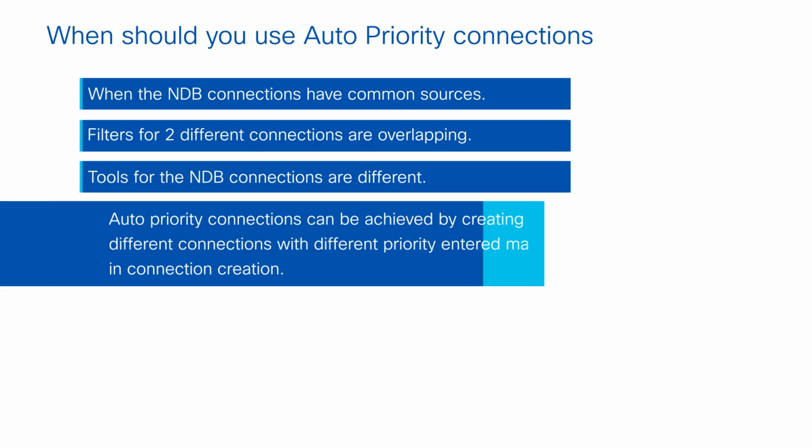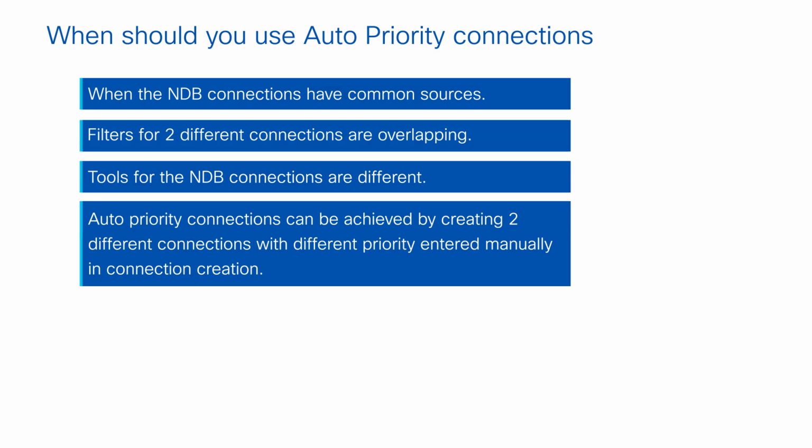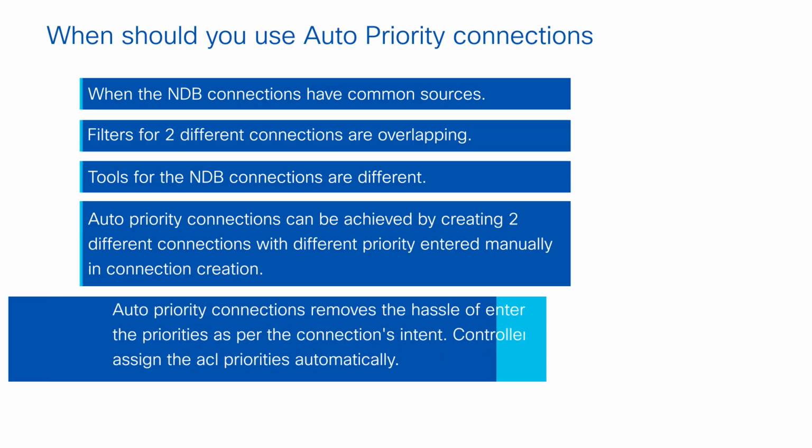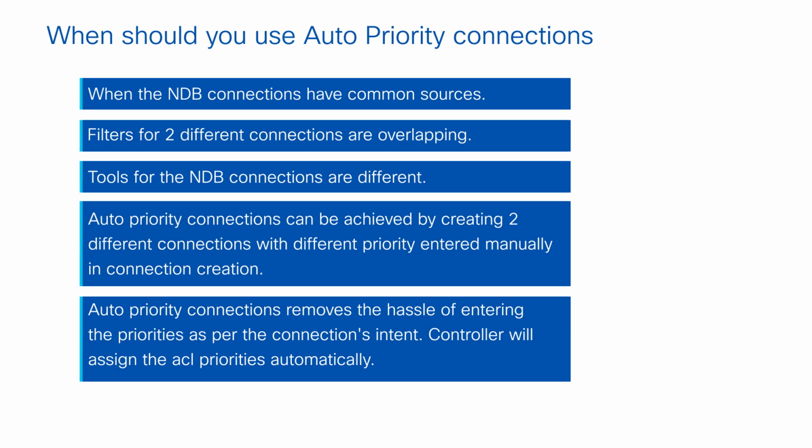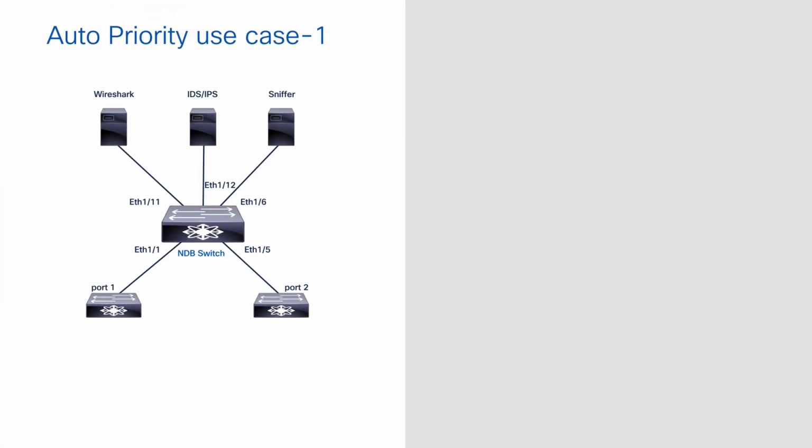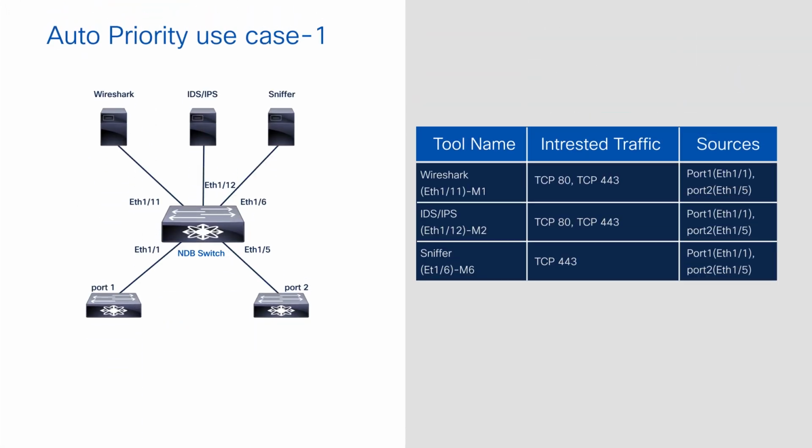If you don't create an auto priority connection, this can be achieved by creating two connections with different priorities as well. But the intent of auto priority connections is to remove the hassle of assigning the priorities manually. So the NDB controller will take a decision for you to assign the ACL priorities automatically, without the user having to set any priorities on the connection. I'm going to take a couple of use cases to explain auto priority connections and walk you through how we can create them using the NDB UI.